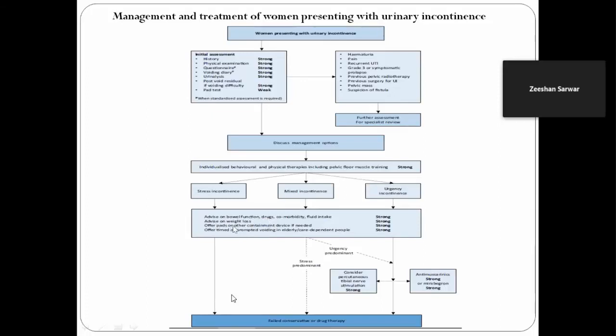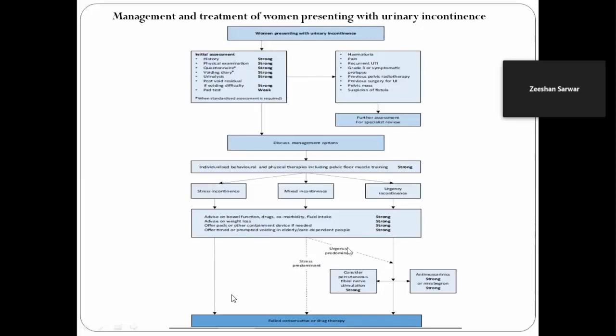Advise loss of weight, offer pads and other containment devices if needed. Offer timed or prompted voiding in adult and care-dependent patients. If there is stress dominance, then we have to move further on. And if it fails, then again further drug therapy is recommended.